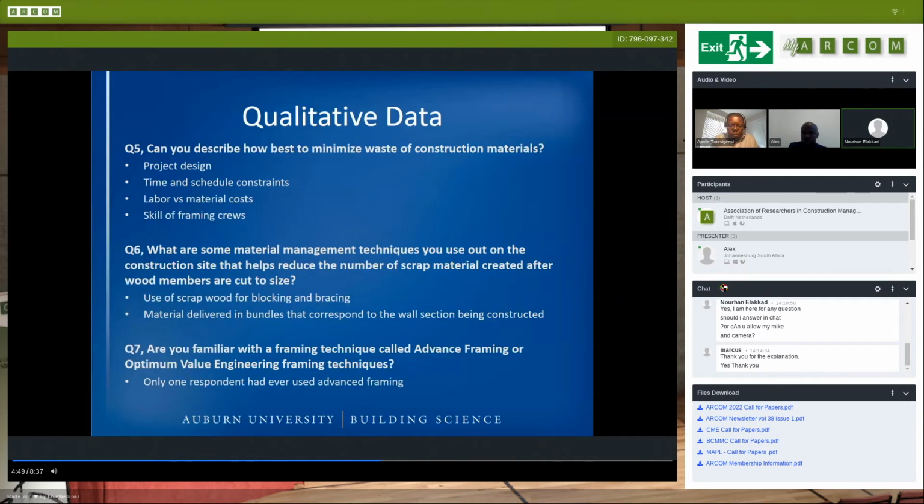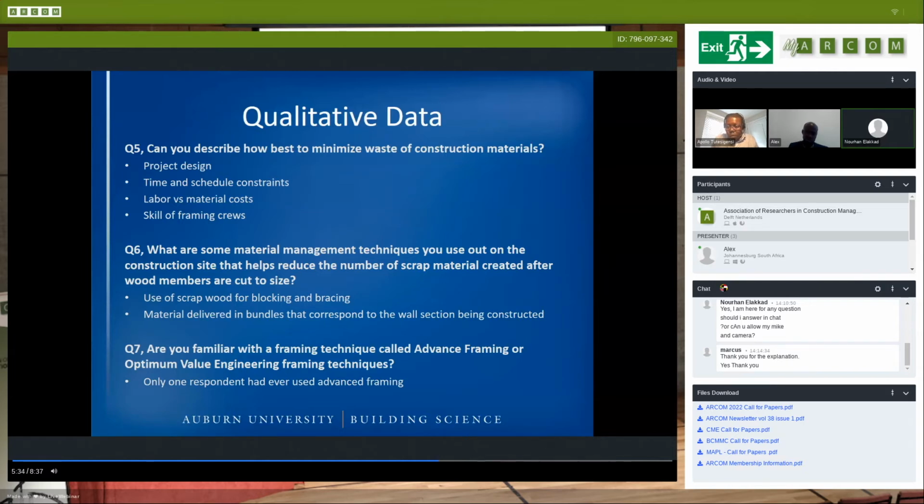Question 5, how to best minimize waste on construction. Can you describe how best to minimize waste of construction materials? The things that had the most impact are project design. In other words, removing design errors, and also maximizing standard designs that have fewer odd dimensions. That's the primary way you can minimize waste. Also time and schedule constraints, so that people are given time to practice waste minimization.